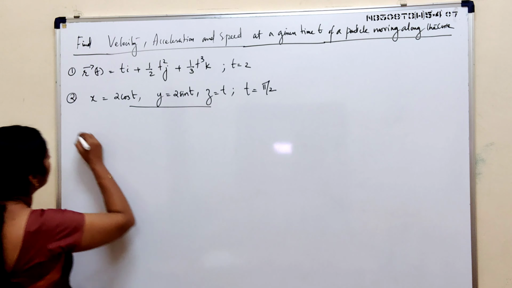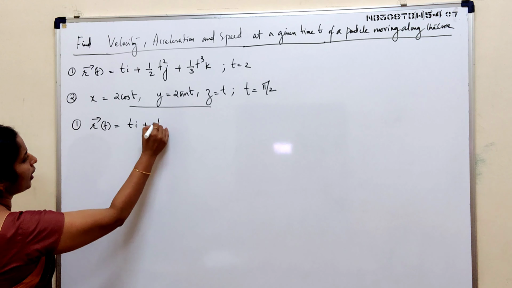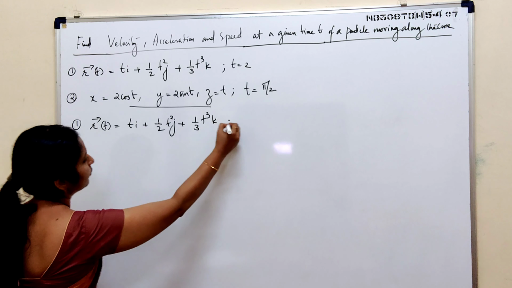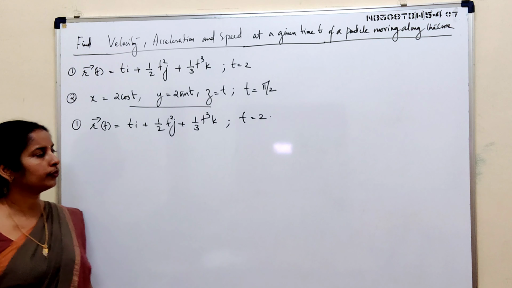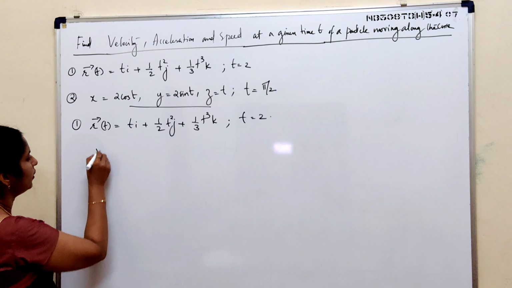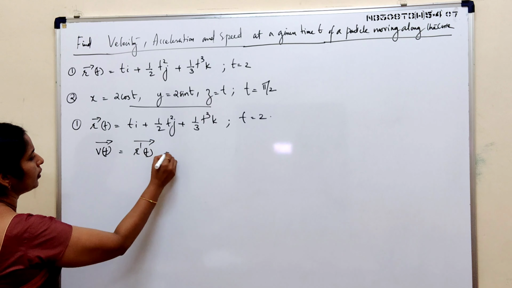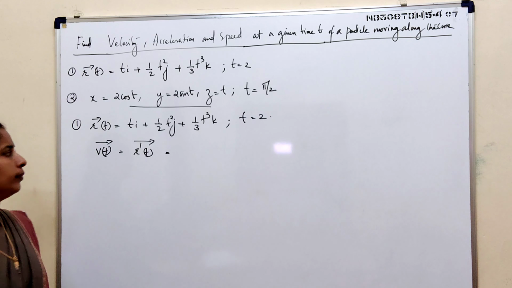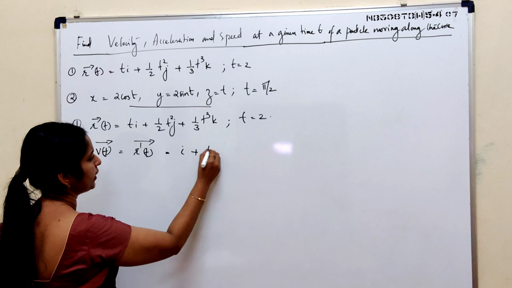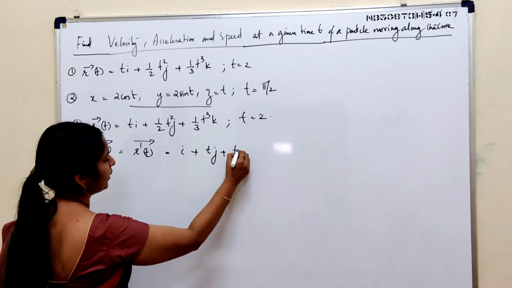So, we have r(t) = ti + (1/2)t²j + (1/3)t³k. We have to find it at t equal to 2. How to find velocity? Velocity is denoted by v(t) and we know it is r'(t). So you differentiate r(t) with respect to t. Its derivative is i plus (1/2)(2t), that is tj, plus 3 times (1/3)t², that is t²k.